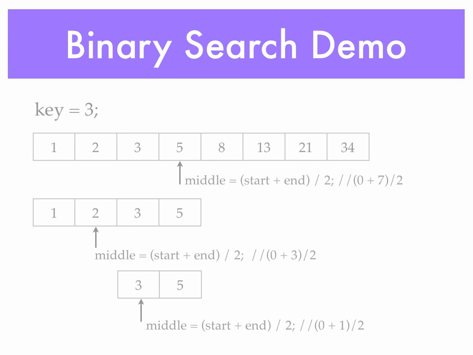Where 5 was greater than and I threw away everything to the right, here 2 is less than, so I'm going to throw away everything to the left of middle. I'm going to reestablish the value of middle with start plus end. That's 0 plus 1 divided by 2. That's 1/2. That truncates to 0. So my middle is now the 0th position. That has the value 3. I've found what I'm looking for.